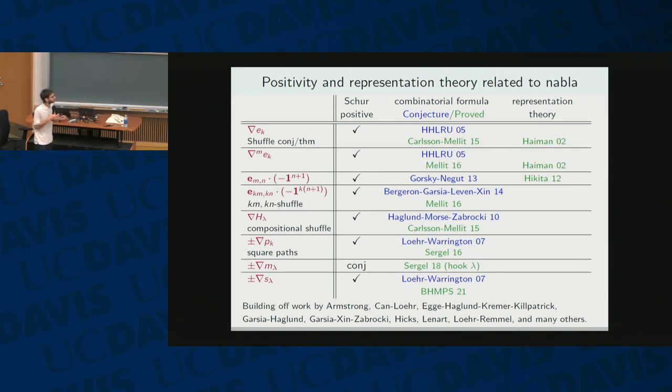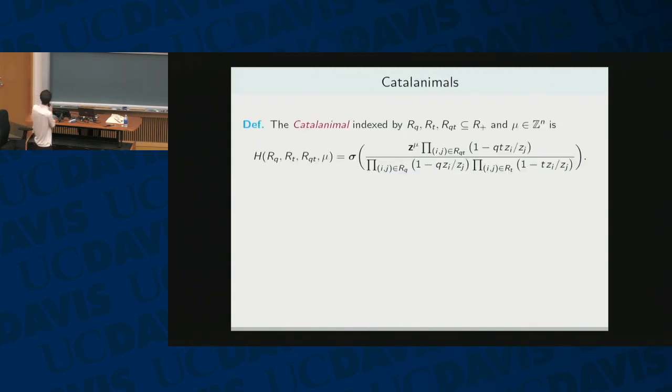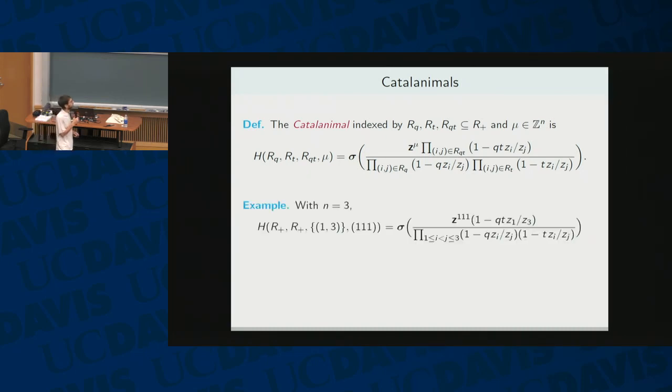Anyway, that gives you a picture of how much work has been done here. And now I want to tell you, in the last few minutes, about how you relate these to Catalan-style objects. We're going to define the following, called a Catalanimal. This is a variant of a Catalan function, where now there are three root ideals, RQ, RT, and RQT. The RQT comes in the numerator now, and the RQ and the RT are just like before, but now they have a Q and a T coefficient. Here's an example.